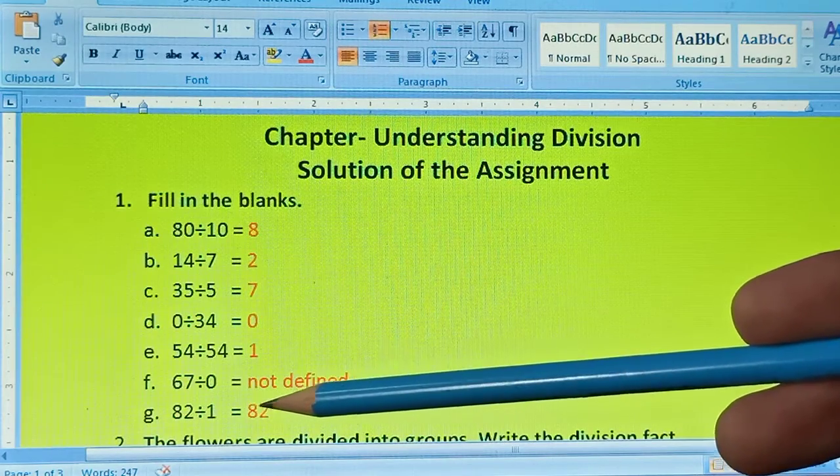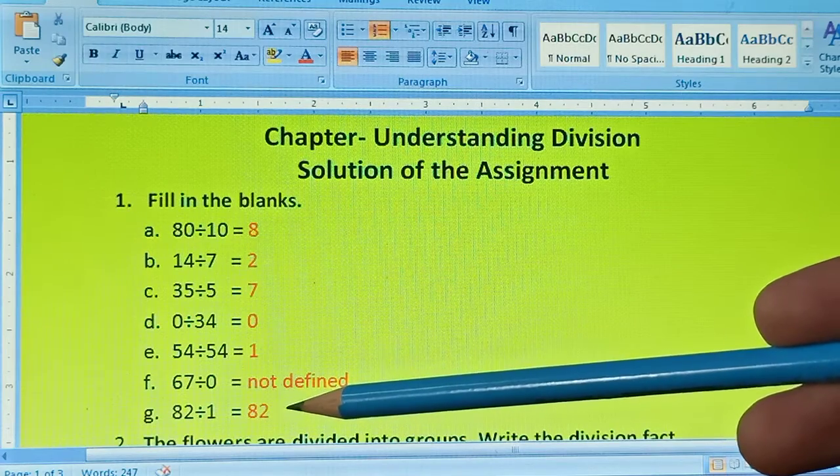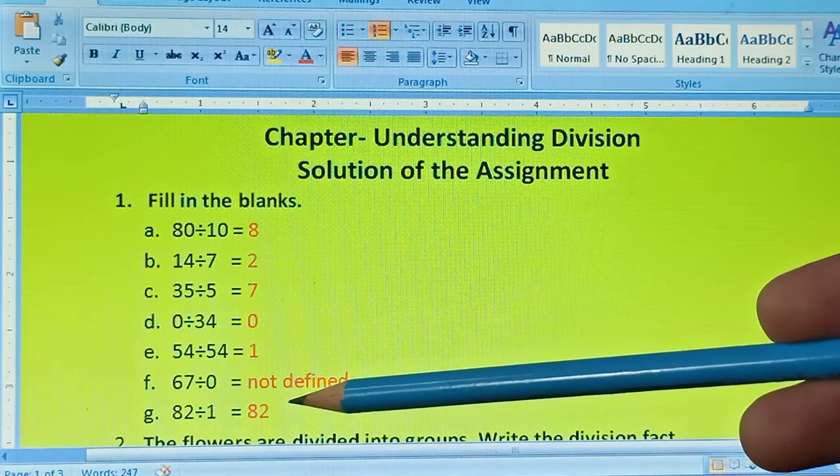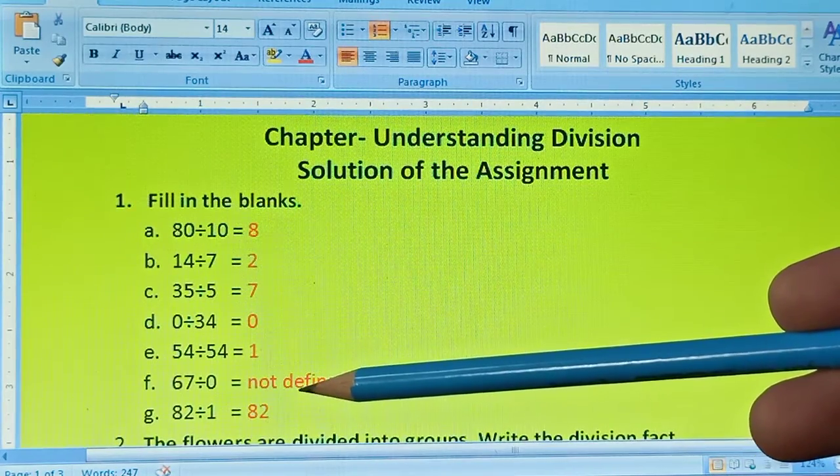G part, 82 divided by 1 is 82. Why? Because any number when divided by 1 gives the number itself. Okay. Now question number 2.